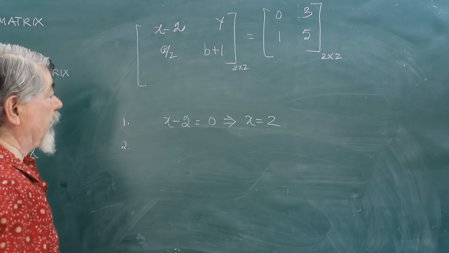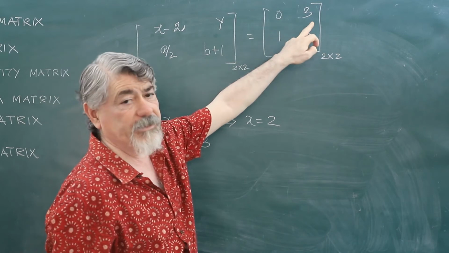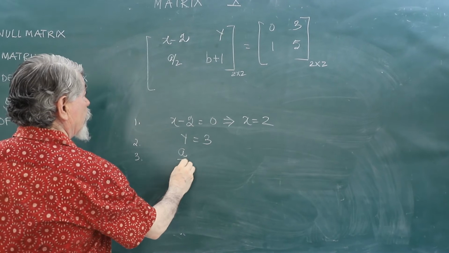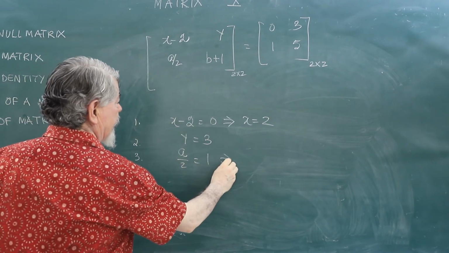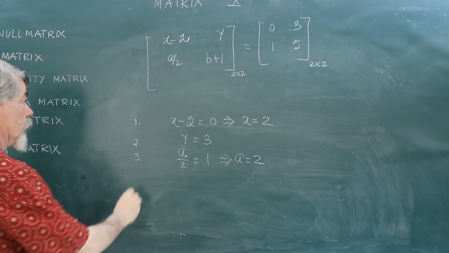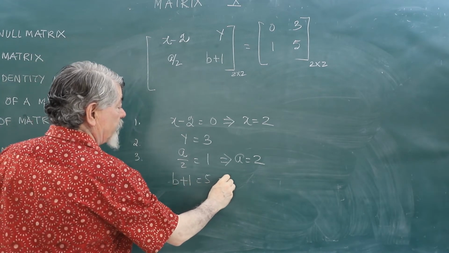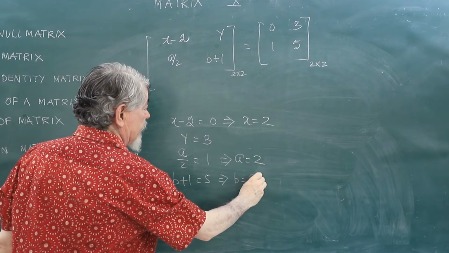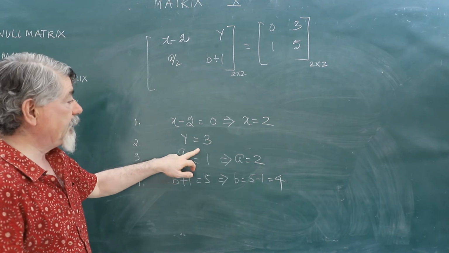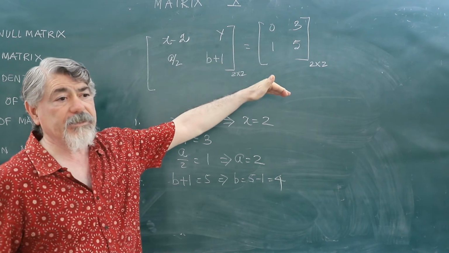Second thing, y will be equal to 3, because y is the second element here, and 3 is the second element there. The third one is a upon 2 will be equal to 1. That will imply a is equal to 2. The fourth one is b plus 1 is 5. That will imply b is equal to 5 minus 1, which is 4. So x is 2, y is 3, a is 2, and b is 4 according to these conditions.